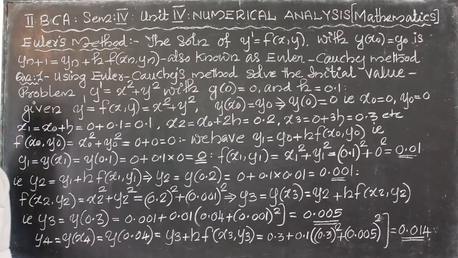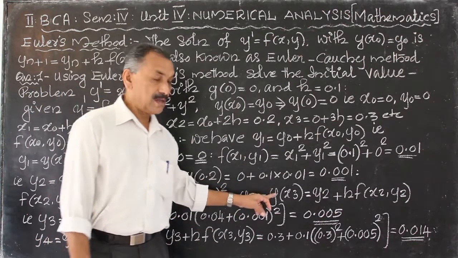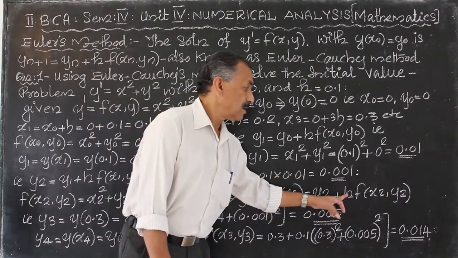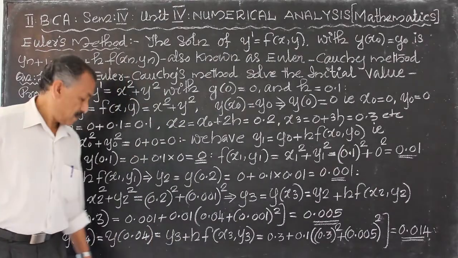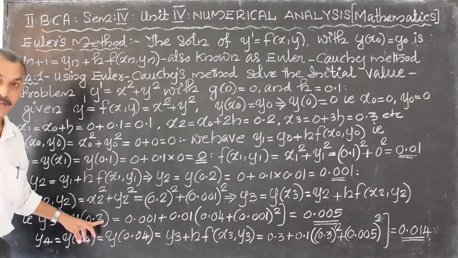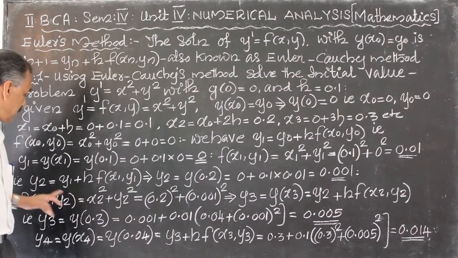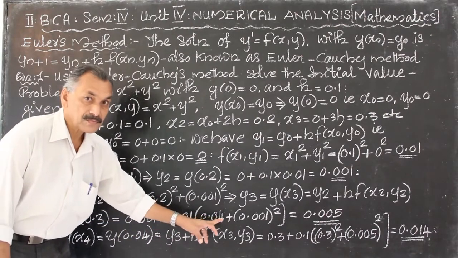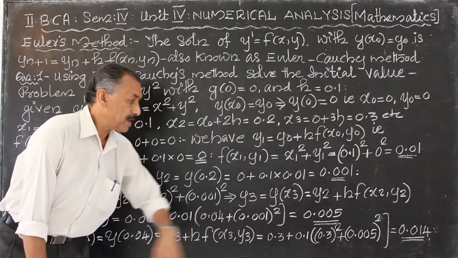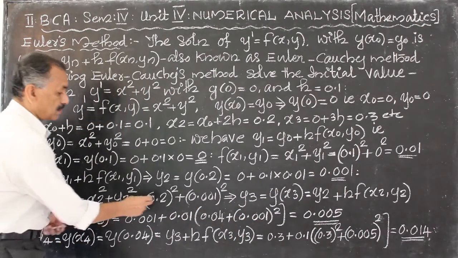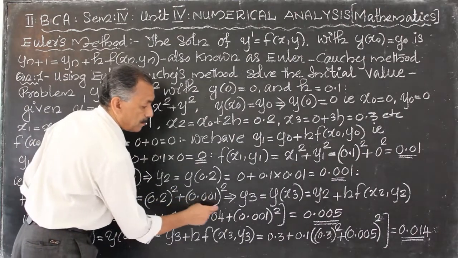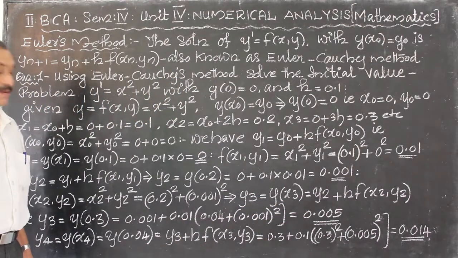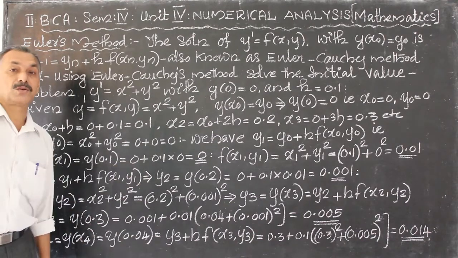0.001 square. And again y3 is equal to, y3 means the value of the solution at x3, y3 is equal to y of x3 equal to y2 plus h into f of x2, y2. That is y3 is equal to y of 0.3 is equal to y2. What is y2? y2 is equal to 0.001 plus h into f of x2, y2. f of x2, y2 is equal to 0.2 square, 0.04 plus 0.001 square. And simplify that, we have 0.005. That is y of x3 is equal to 0.005.